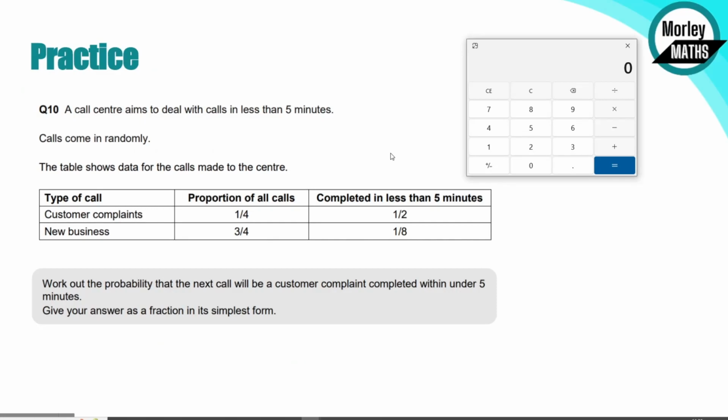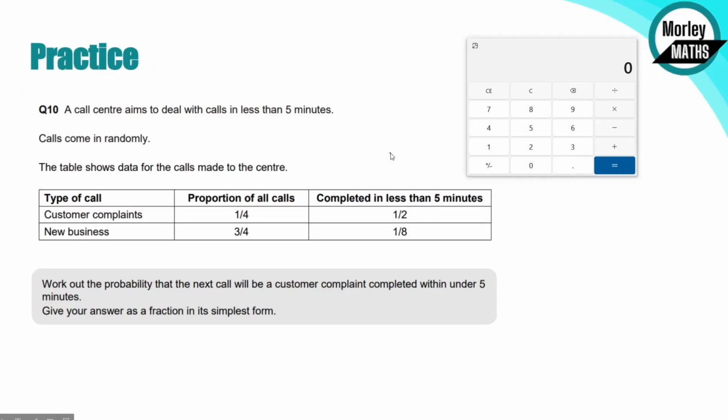So a call center aims to deal with calls in less than 5 minutes. Calls come in randomly. The table shows data for the calls made to the center. Work out the probability that the next call will be a customer complaint that's completed in under 5 minutes. Give your answer as a fraction in its simplest form. Pause the video, have a little go at it, and then let me know in the comments if you got this one right. I'll dive in and show you how to work this one out.